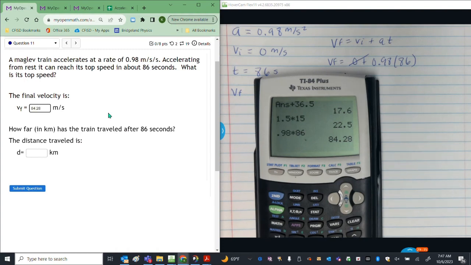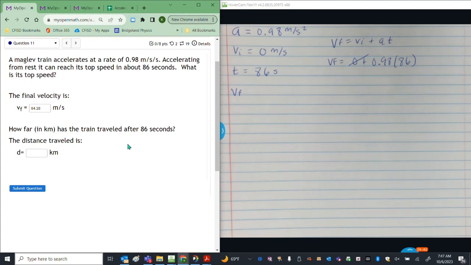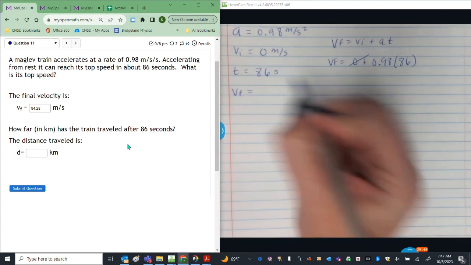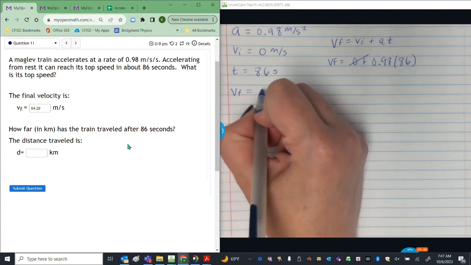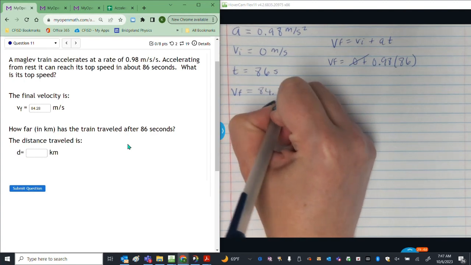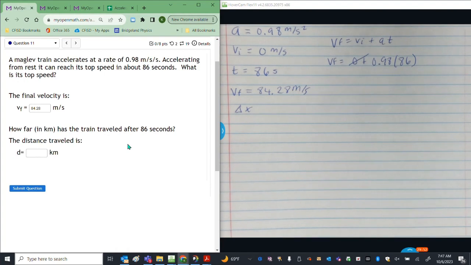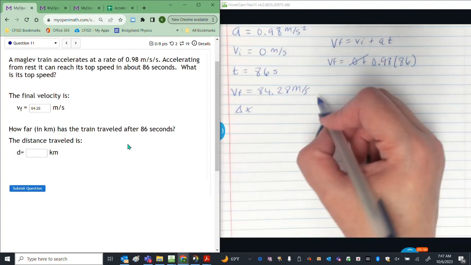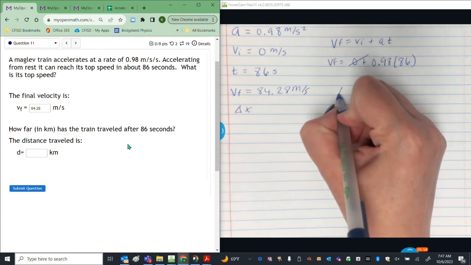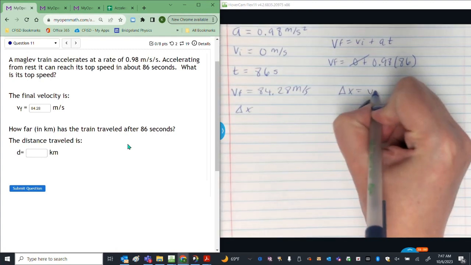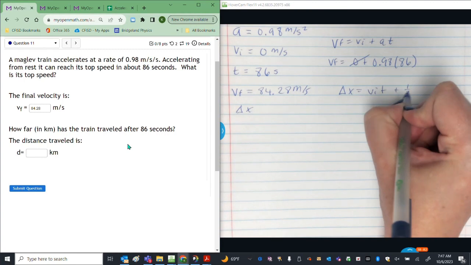How far in kilometers has the train traveled after 86 seconds? So now we're looking for delta x. Let me go ahead and fill this in. 84.28. Okay, so now we're looking for delta x. And again, I have multiple ways I can solve for this because I have every other piece of information. But I'm going to go ahead and use this one. Delta x equals VIT plus 1/2 AT squared.